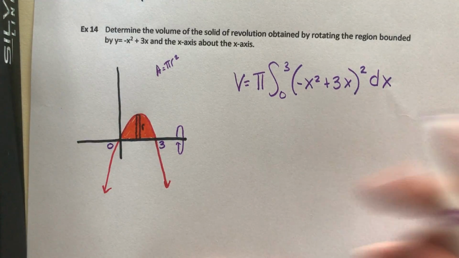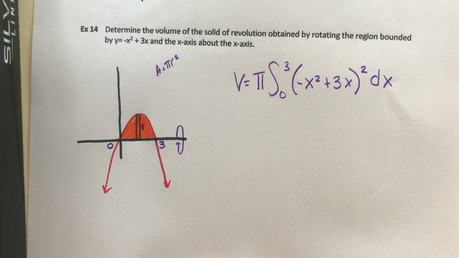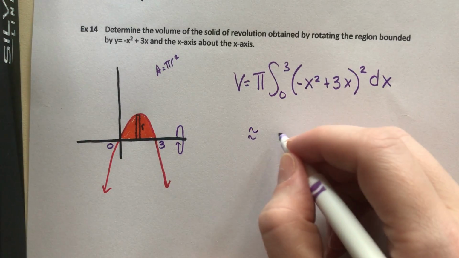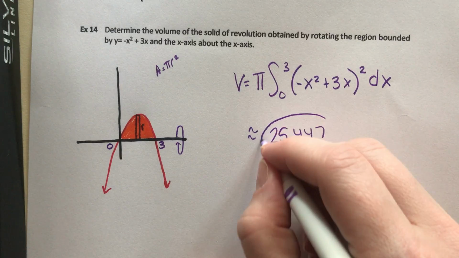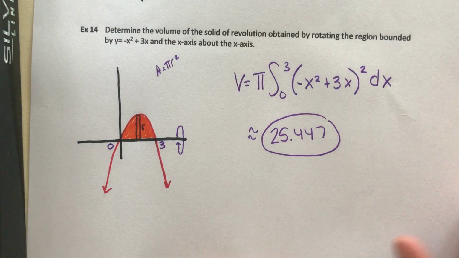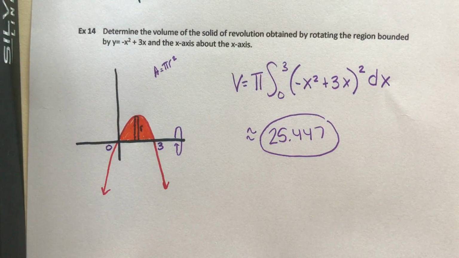Okay, so now go ahead and pause it and calculate that on your calculator. Don't forget your pi out in front. And so your final answer for this one should be 25.447. Okay, so that concludes part 2 of your final exam review.